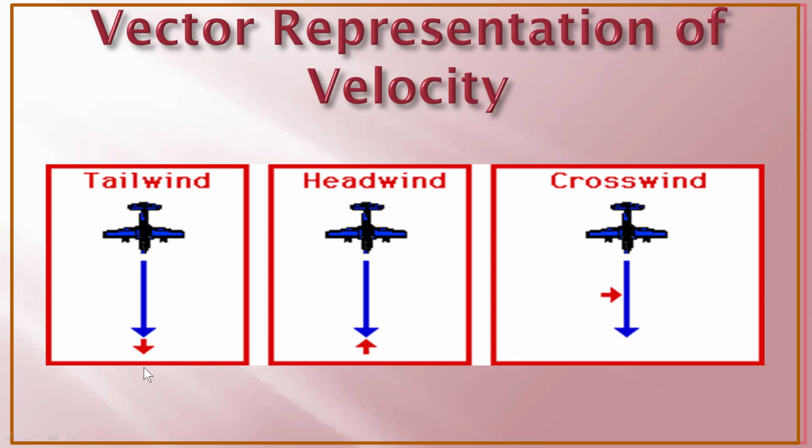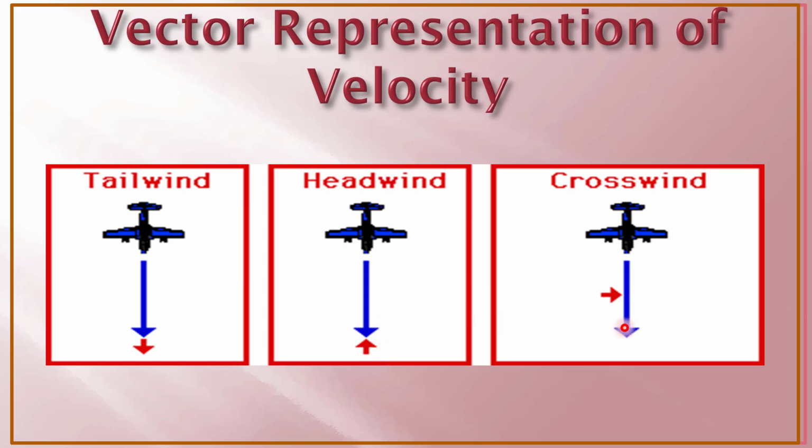You can see that in the first case, the direction of velocity of the aeroplane and the direction of wind are both along the same direction. So as we have discussed earlier, both these vectors will be added and the velocity of the aeroplane will increase. In the second case, the direction of velocity of the aeroplane is in this direction and there is a headwind. The wind is blowing in the opposite direction. So these two vectors will be subtracted.